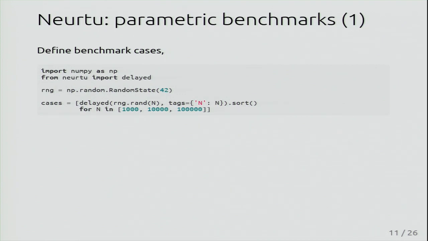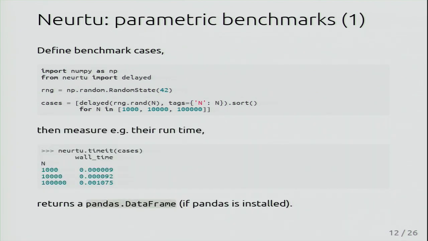So for instance, here's an example of parametric benchmarks. We want to sort a vector of different sizes, and then we create this delayed object, we tag it with the size of the object, and then we apply the sort method. So now that we have generated these cases which don't evaluate yet, we will just pass this to the timeit function, and this will output a pandas data frame if we have pandas installed.